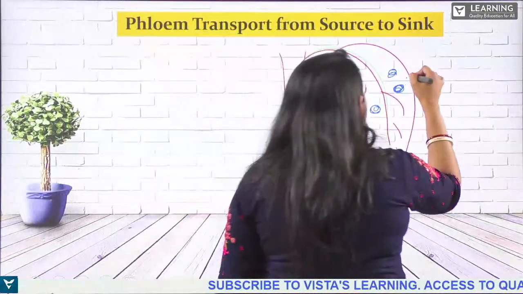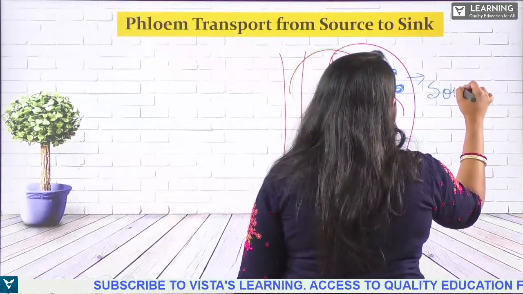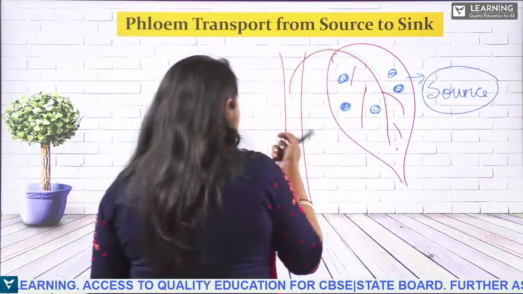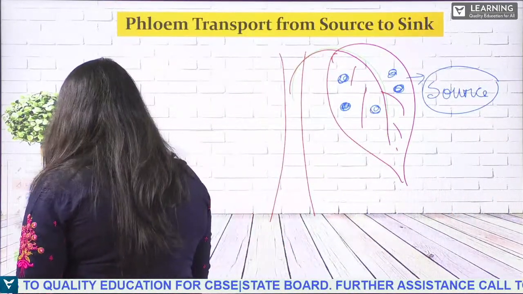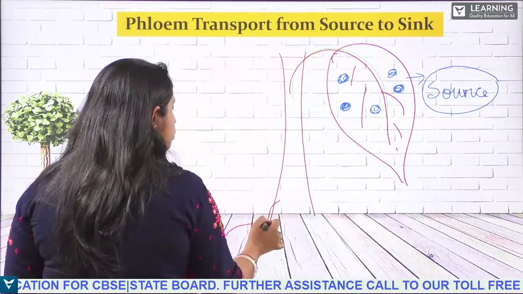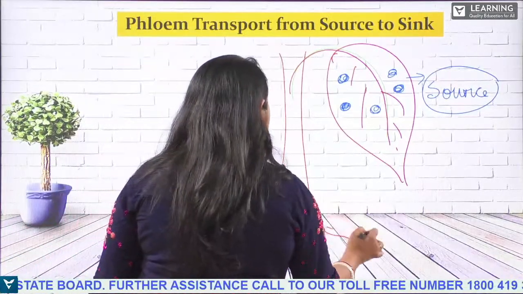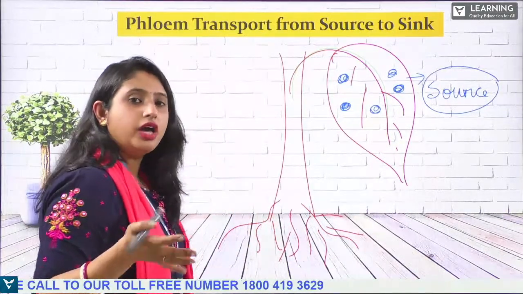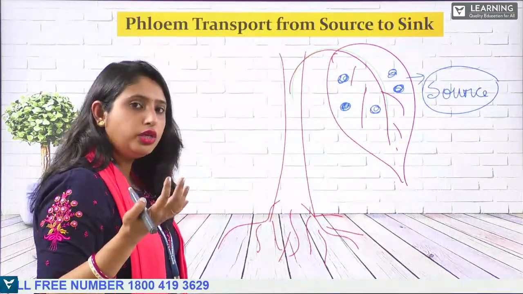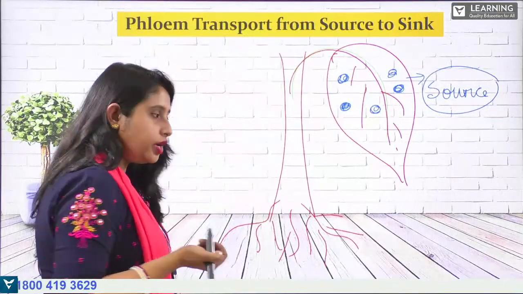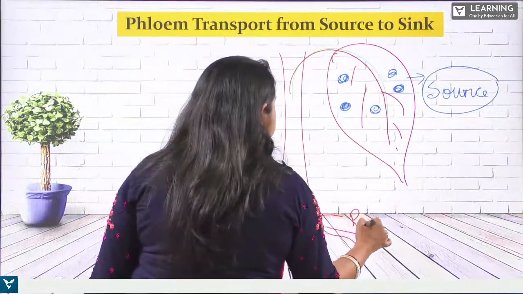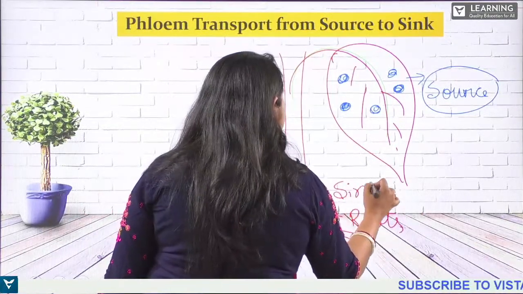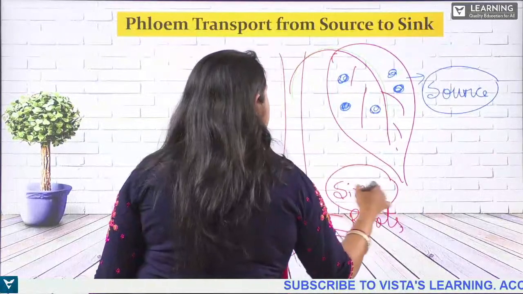Here, this is the source. The food is being prepared here. Now, it needs to be transported to the roots also, isn't it? The roots also need food. Otherwise, it will die, right? With the help of mineral ions, it cannot survive. It also needs food in the form of sucrose, right? So the roots, where the food needs to be transported, are known as the sink.